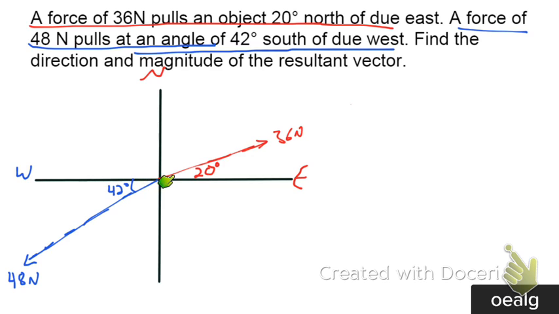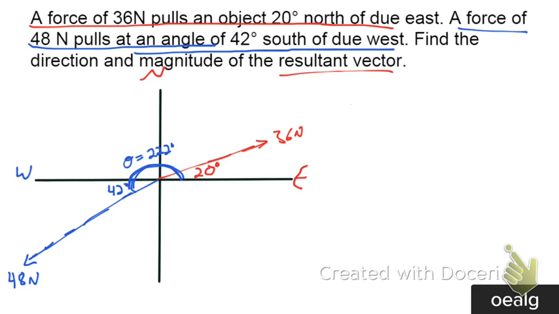Now, if that's 42 degrees, we don't normally reference our angle off of the negative side of our x-axis. We reference it off of the positive side of our x-axis. So our angle here is really 180 plus 42, or what is that, 222? So that's really our angle there. It says find the direction and magnitude of the resultant vector. What that means is we need to add these two vectors, okay?